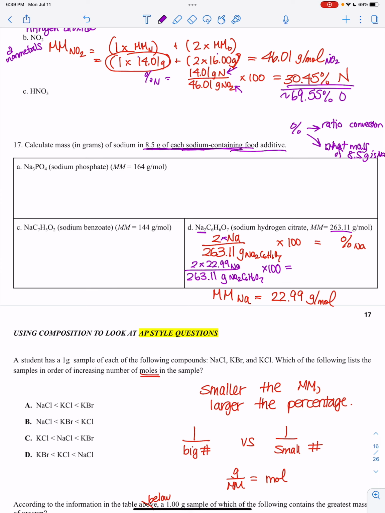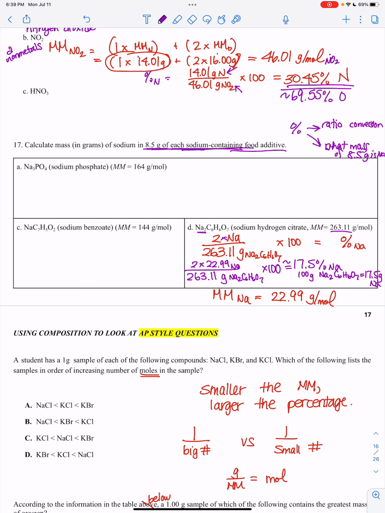You could check my math. I'm going to do the math right here. 2 times 22.99. Oh my goodness, sorry. 2 times 22.99. If I divide that by 263.11 and then multiply by 100, I get about 17.5% sodium. And now what this means is for every 100 grams of this Na2C6H6O7, there are 17.5 grams of Na.